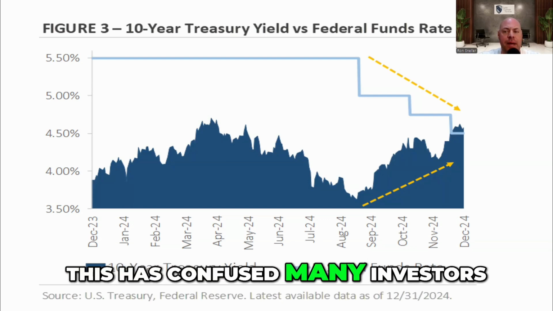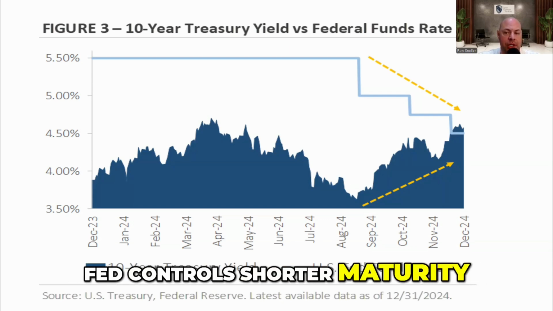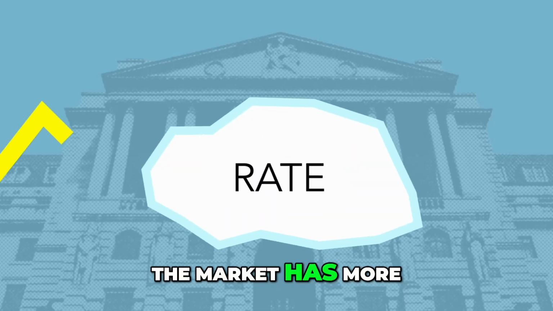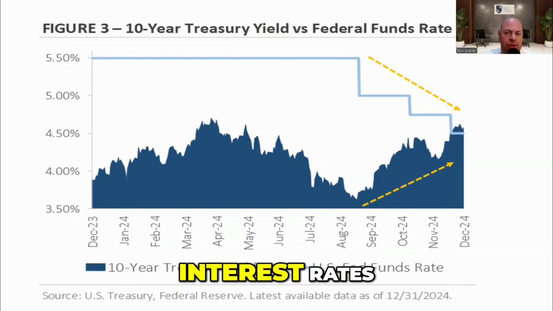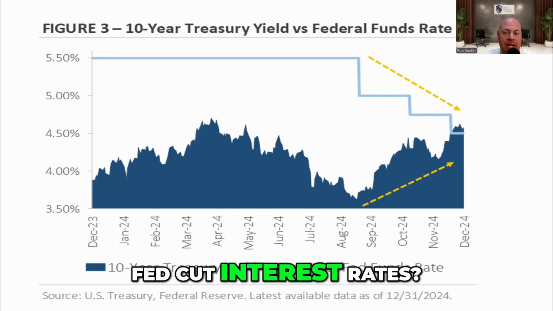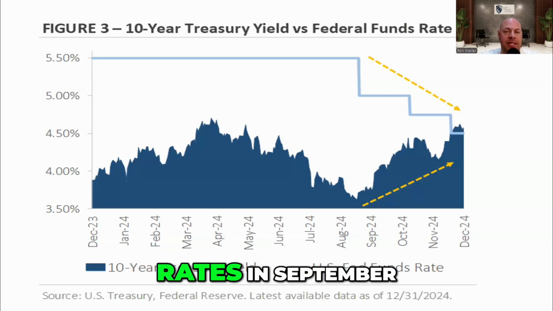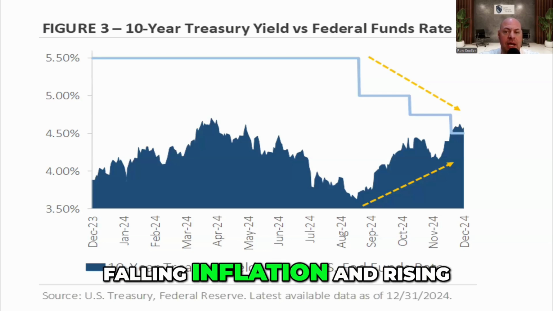Now, this has confused many investors, so it's important to note that while the Fed controls shorter maturity interest rates, the market has more control over longer maturity interest rates. Now, what caused Treasury yields to rise as the Fed cut interest rates? Well, 2 key data points contributed to the Fed's decision to start cutting rates in September: falling inflation and rising unemployment.